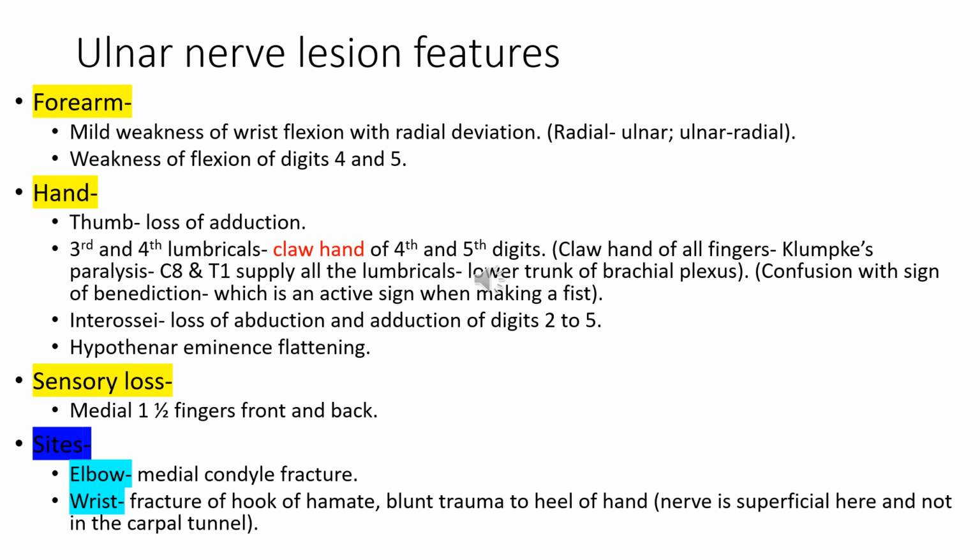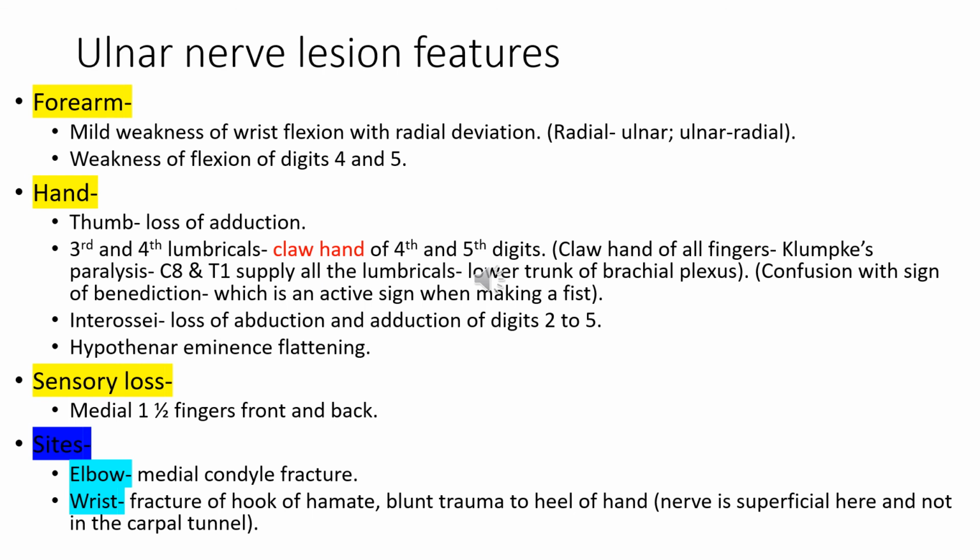Claw hand of all the digits, meaning all the lumbricals are affected. This happens in Klumpke's paralysis, where C8 and T1, which supply all the lumbricals, are affected because of affection of the lower trunk of the brachial plexus.